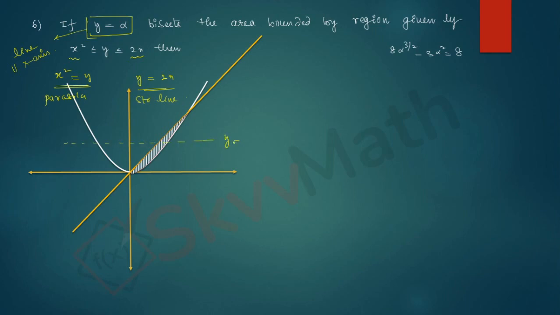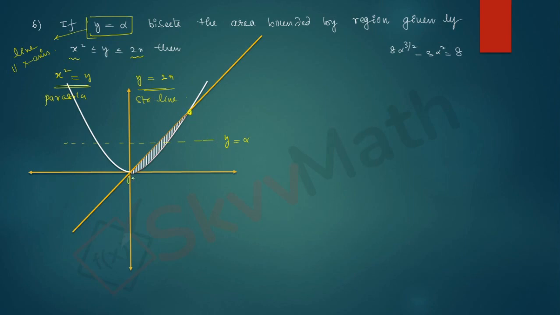The line y equals alpha is parallel to the x-axis, so the area is bisected by this line. So y equals alpha bisects this area. Now how to do this? First we will find this point of intersection.